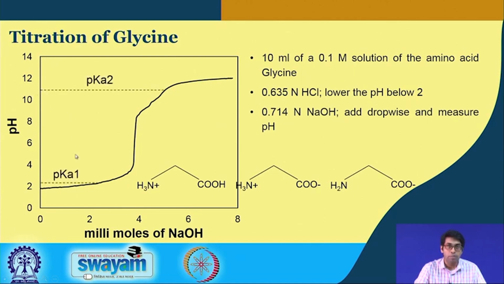So, if I do that, I will get pKa1 and pKa2, and this value roughly comes out around 2.3, and this is around 10.2. If I take an average of these two pKa values, I will get the pI for glycine from our titration experiment that was performed in the lab. So, 2.3 and 10.2, you add them, divide by 2, you have your pI.